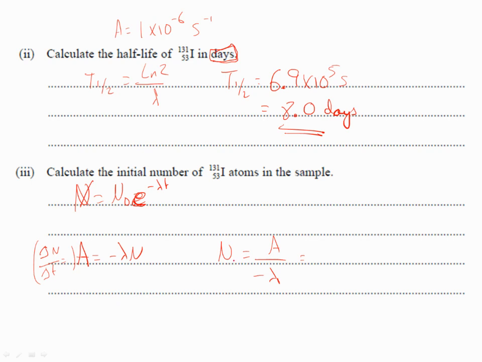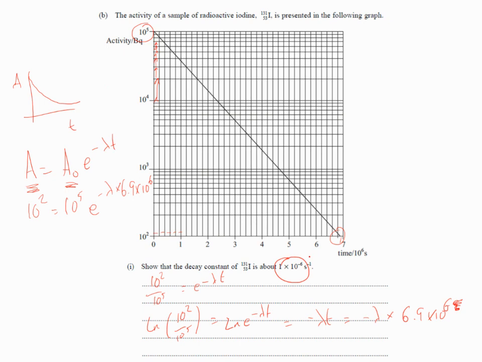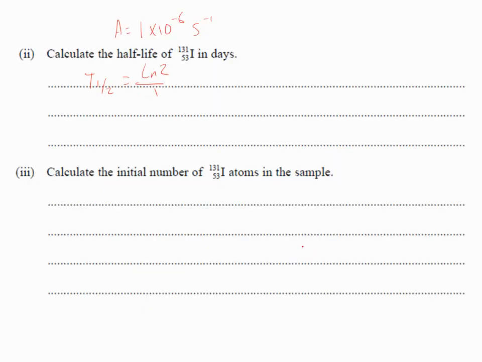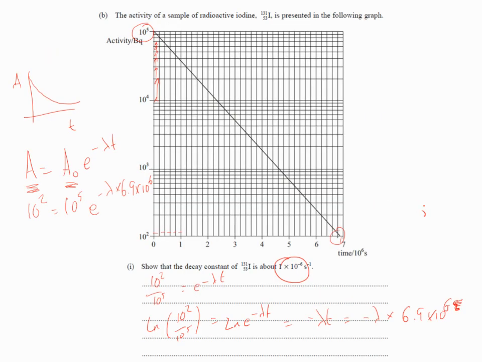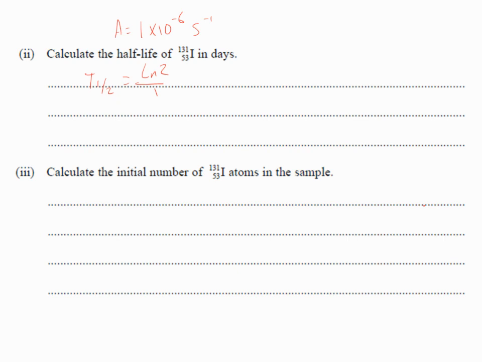And if we want the initial number, then we need the initial activity. What's the initial activity? Well, it was 10 to the 5. So the initial activity was 10 to the 5, and our decay constant is 1 times 10 to the minus 6, which gives our starting number of nuclei as 1 times 10 to the 11. Sorry about that. 1 times 10 to the 11 atoms is the answer.